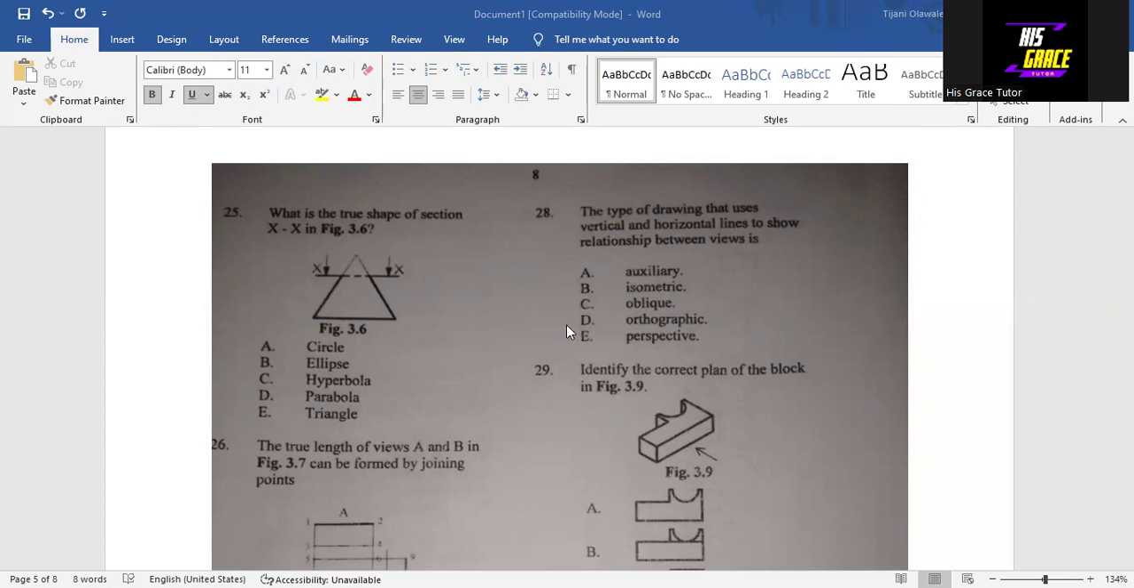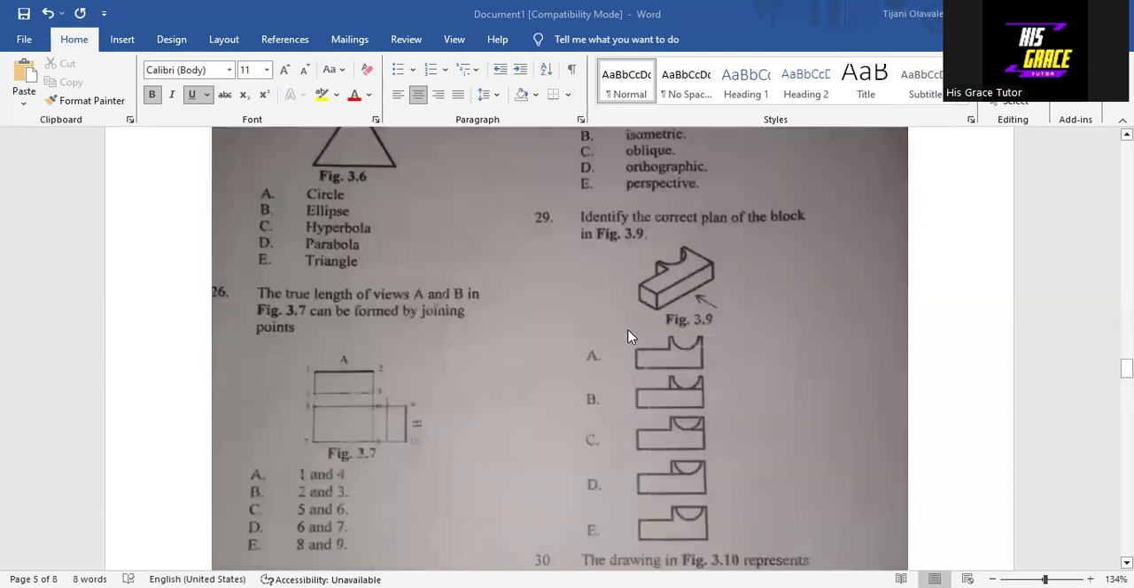Orthographic projection. So option D is the answer to that question. Then question 29. Identify the correct plan of the block in figure 3.9. So the plan is option A. The plan of this figure is option A.